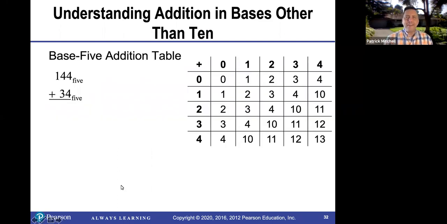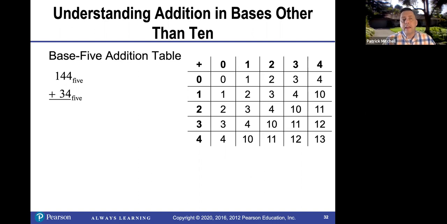All right, this is something that I really enjoy: understanding addition in bases other than 10. So we're going to look at base 5. I've always felt that this is a really useful thing to do in a class like this, because remember, when you're teaching elementary school, your students are not any more familiar with base 10 than you are with base 5, okay? So it really allows you to get inside their heads, all right?